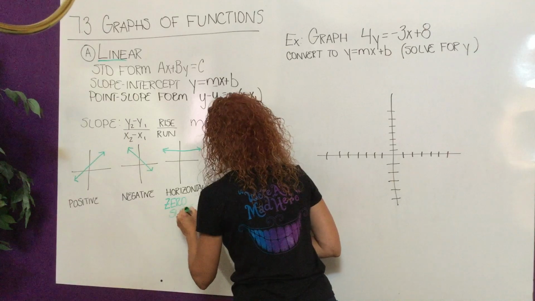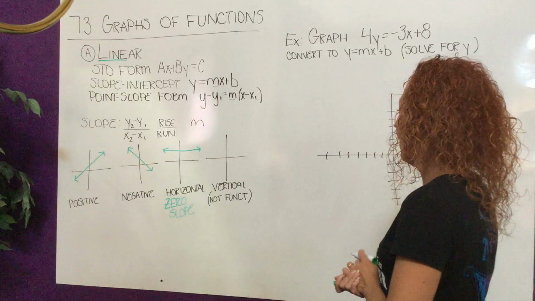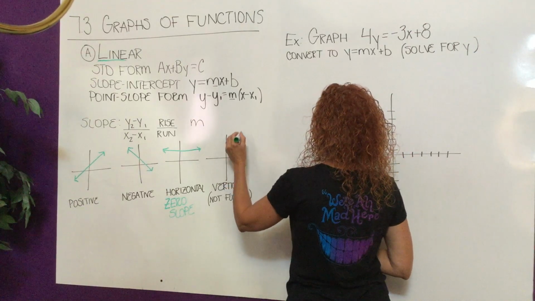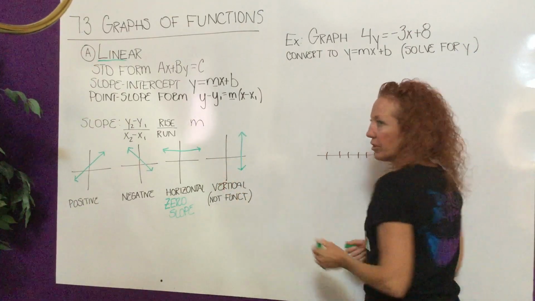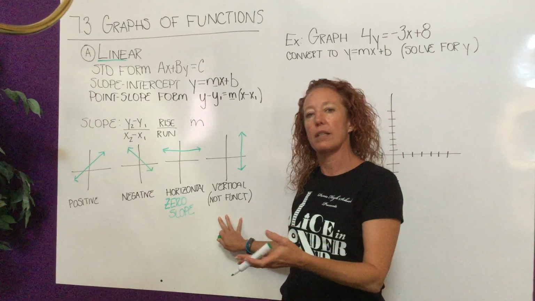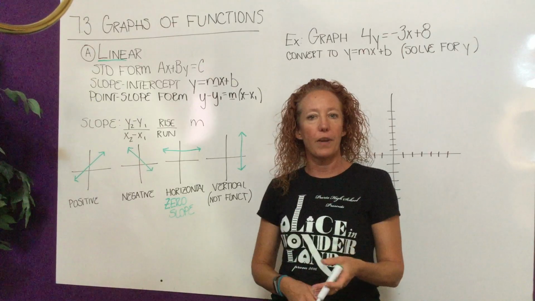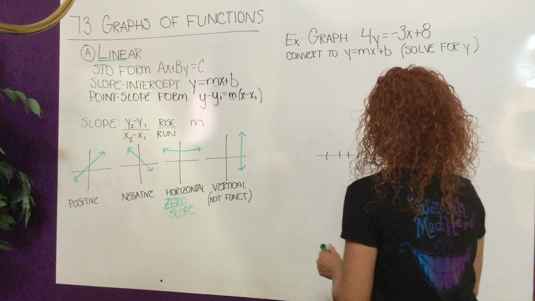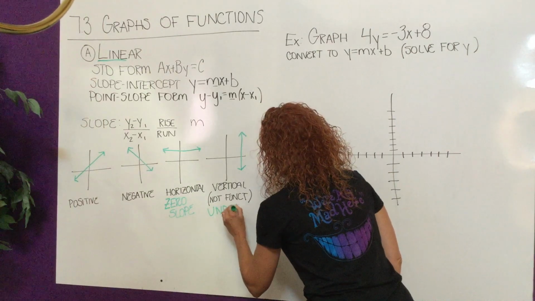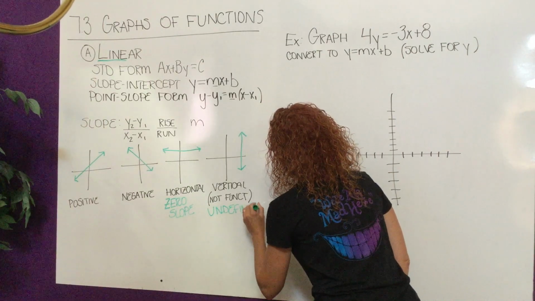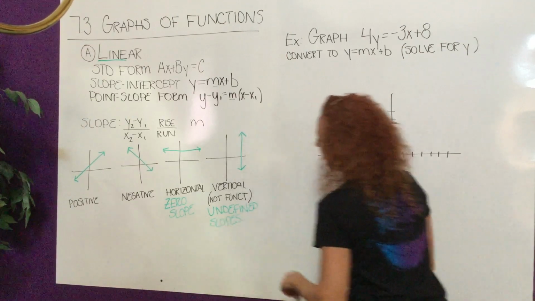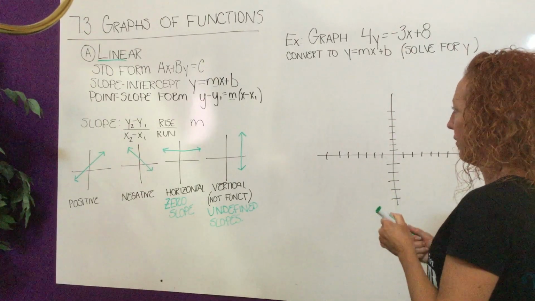So horizontal lines have zero slope, and then vertical lines that go straight up and down. These are not functions, so we don't do anything with this other than mention that yes, there is this type of line. It is not a function, so we don't look extensively here, but technically these are undefined slopes. All right, so 4 different possibilities for slope.